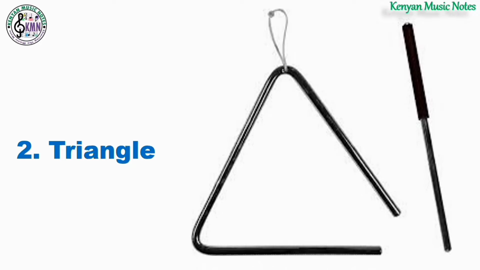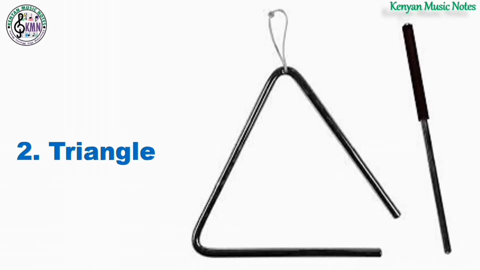This one looks modern, but most of the time the traditional instrument will be a metal which is round, and then we have another metal. So when it is hit by another metal, then it produces a sound.